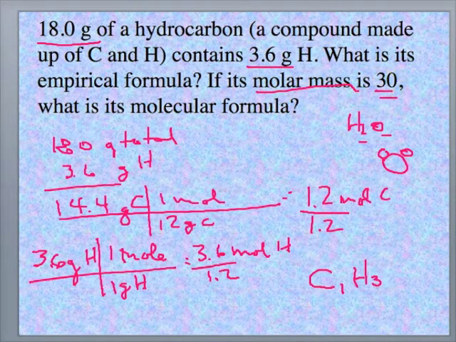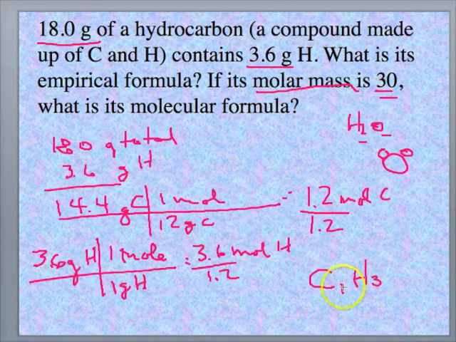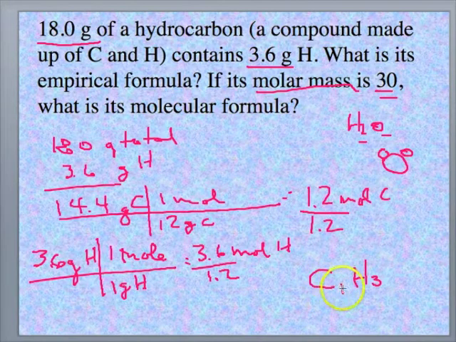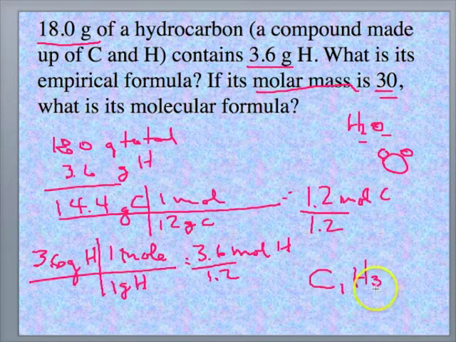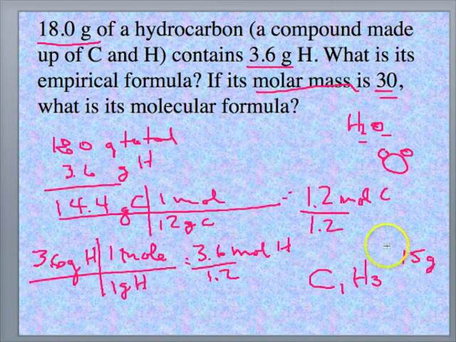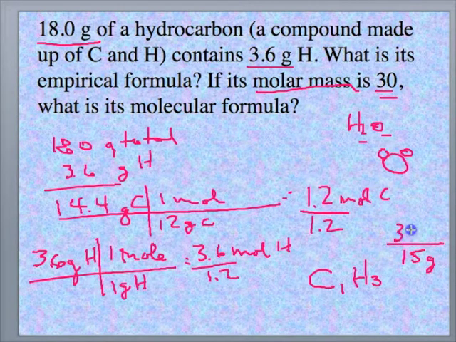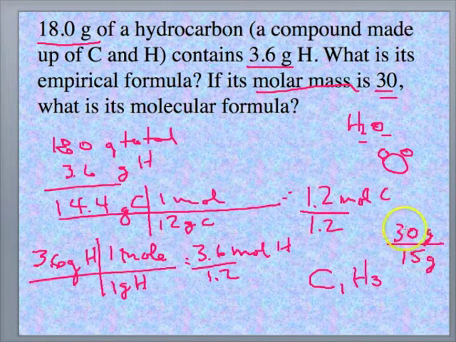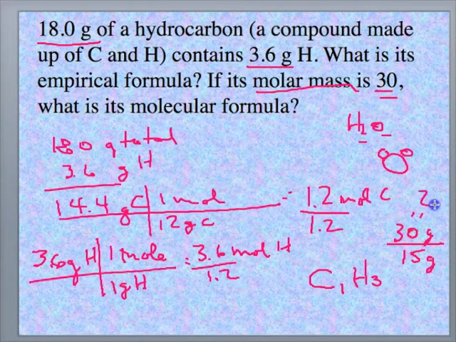In this case, the molar mass is 30. Here's how you find the molar mass. You find the molar mass of your empirical formula. That's pretty easy. Carbon is 12. Hydrogen is 3. You have 3 hydrogen plus 12. So the formula weight of this empirical formula is 15 grams per mole. And if you divide that into the actual molar mass of the compound, you're going to get a multiplier. And 30 divided by 15 provides us a multiplier of 2.